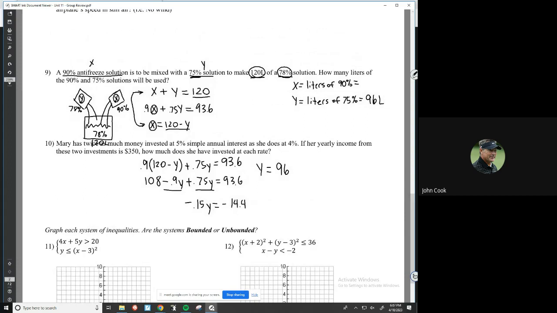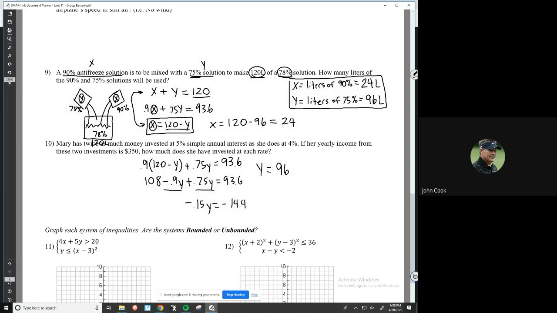And then I've got this really nice equation over here that can solve x in terms of y. So x is equal to 120 minus 96, which is 24. So 24 liters for that one. And just like that, I've got my solutions.